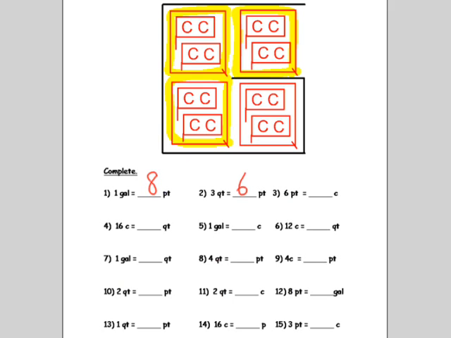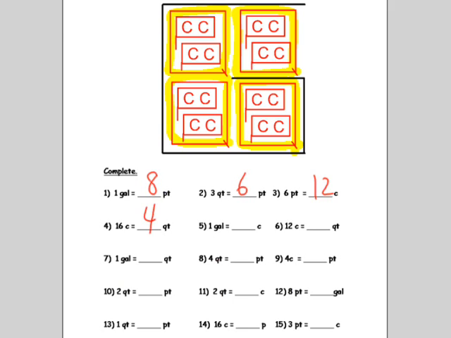6 pints would be how many cups? Well, I already have 6 pints highlighted, and that would be 2, 4, 6, 8, 10, 12 cups. 16 cups is how many quarts? Well, I'm going to go ahead and highlight this last quart here. So that's 16 cups right there that are highlighted. And how many quarts would that be? That would be 4 quarts.